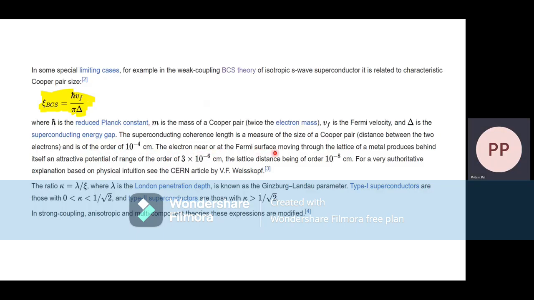So the electron near or at the Fermi surface moving through the lattice of a metal produces behind itself an attractive potential of range of the order of 3 times 10 power minus 6 centimeter. The lattice distance is of the order of 10 power minus 8 centimeter, so you can compare the two length scales, the lattice length scale and the attractive potential range. For a very authoritative explanation based on physical intuition, see this article. You can also go through this.